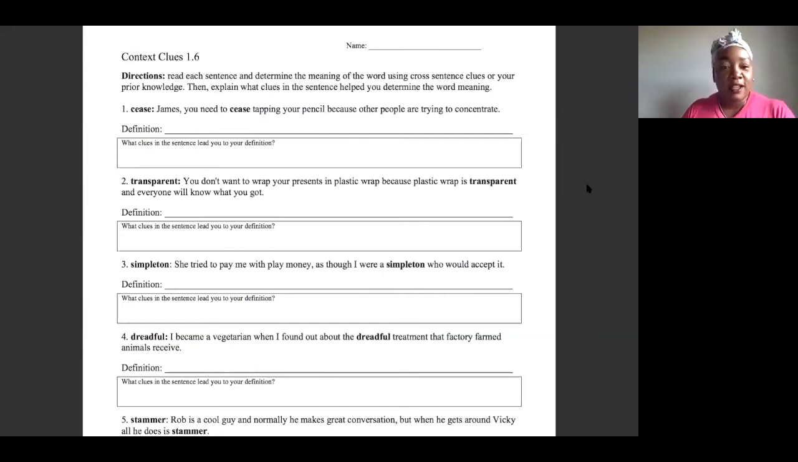All right, we're looking at the word cease. James, you need to cease tapping your pencil because other people are trying to concentrate. You tell me what the word cease means. Give me a clue. I see, is it Tinel? Tinel, since you answered first, before you give me the answer, what clue did you come up with that will give you the meaning of the word cease in that context?